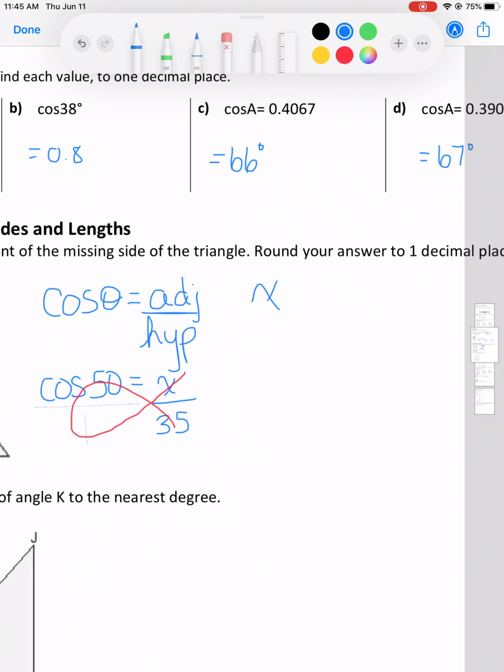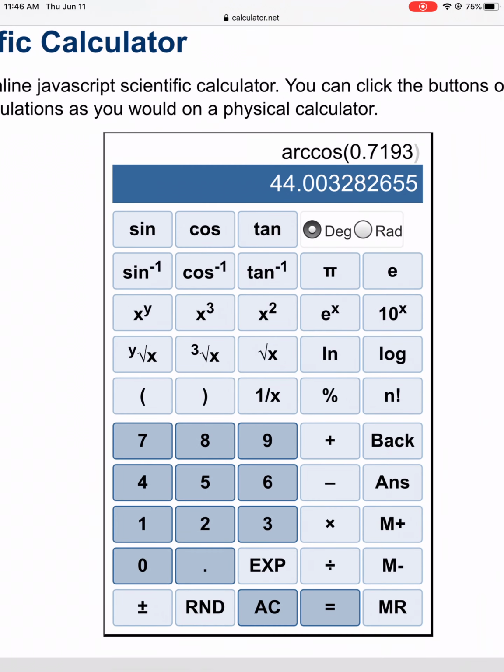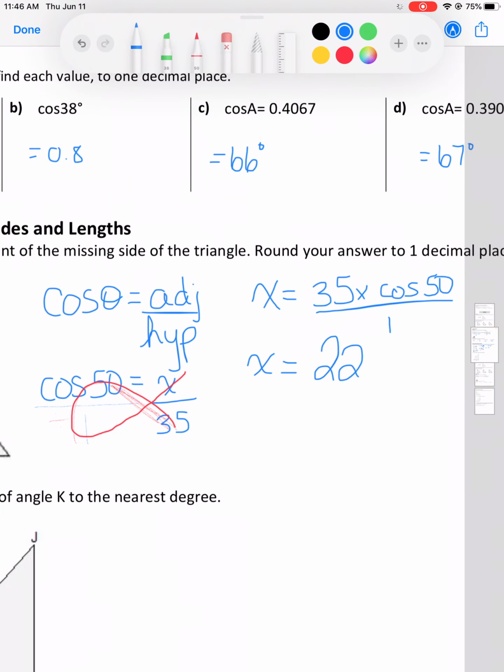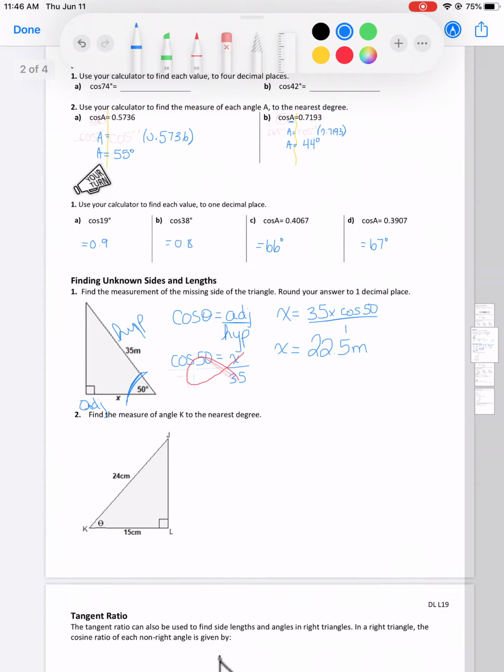So x is equal to 35 times cos 50 divided by 1. Right? Because we start here. We go up, which is multiply. We go down, which is divide. So 35 times cos 50 equals 22.49 or 22.5. Again, guys, make sure that you're actually putting this in your calculator, because if you're not getting these answers, you're going to have to ask.